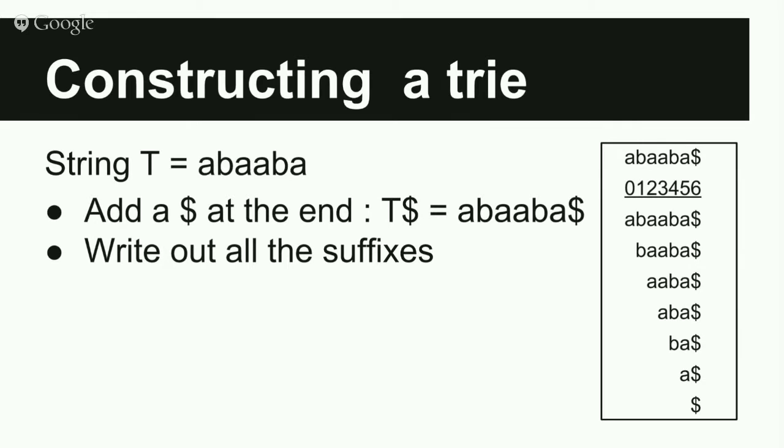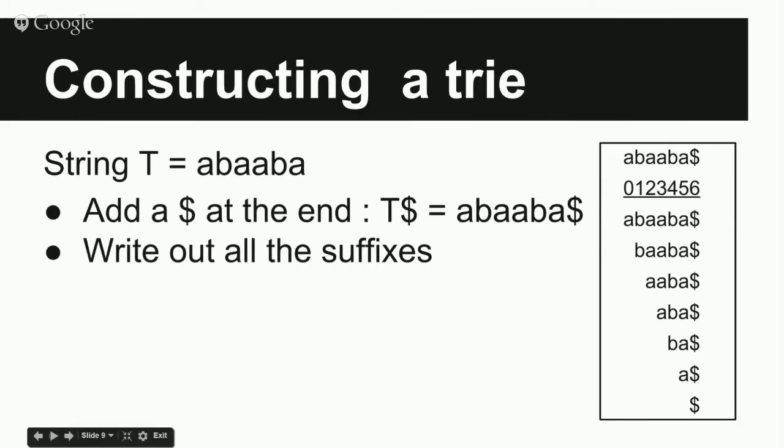Okay, so suppose you're given a string, A, B, A, A, B, A. To construct a trie, the first step is to add a special character to the end that will help you know when the end of the suffix has been reached. So you add your $ to the end, so your string T becomes ABAABA$, and then you write out all the suffixes, which we've done on the right.